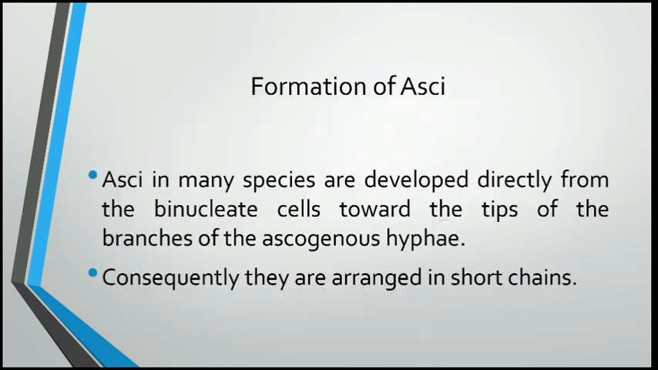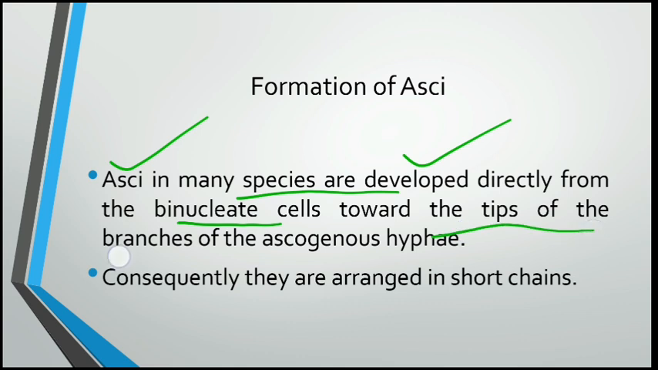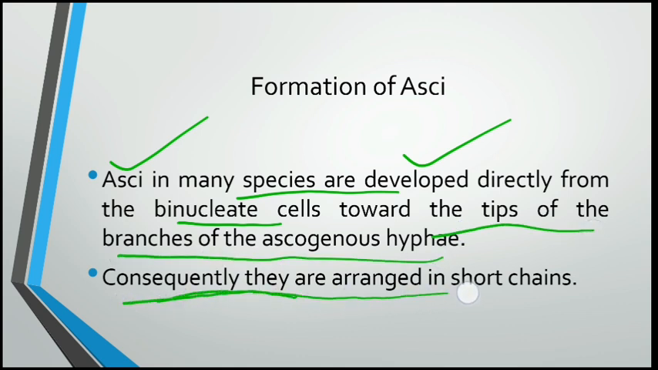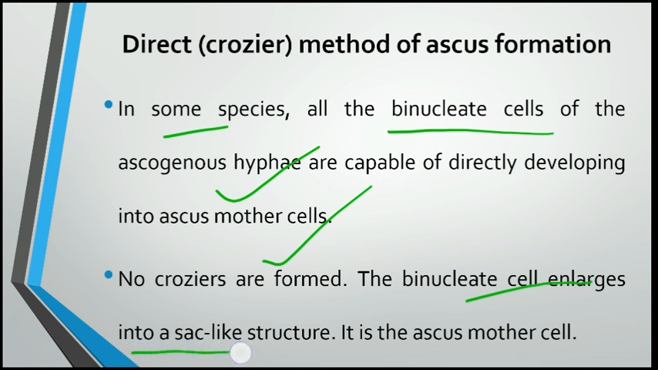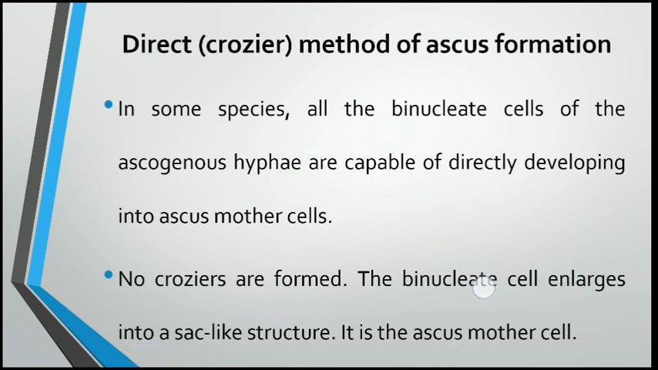Next, formation of asci. Asci in many species are developed directly from those binucleate cells towards the tip of the branches of ascogenous hyphae, and consequently they are arranged in short chains. But in some species, this ascus formation is direct. That means binucleate cells are directly developed into ascus mother cell and asci. No crozier formation is there. The binucleate cell enlarges into a sac-like structure called ascus mother cell.